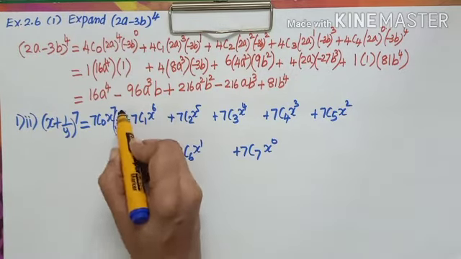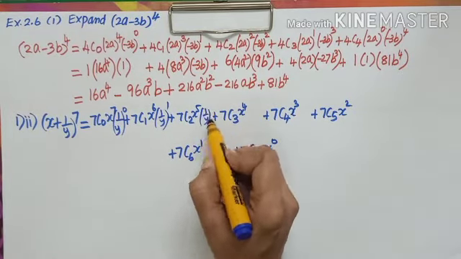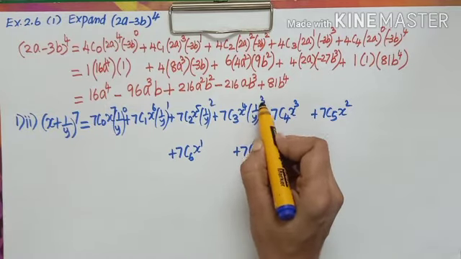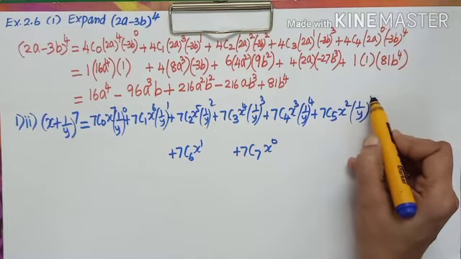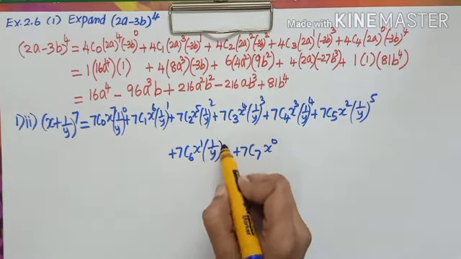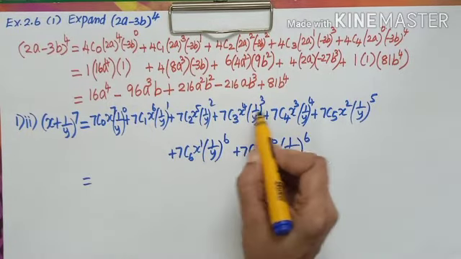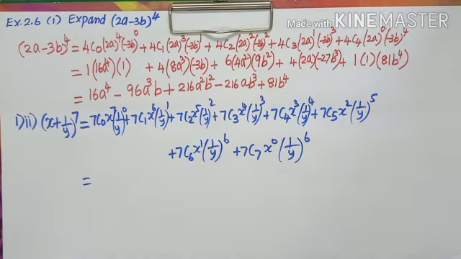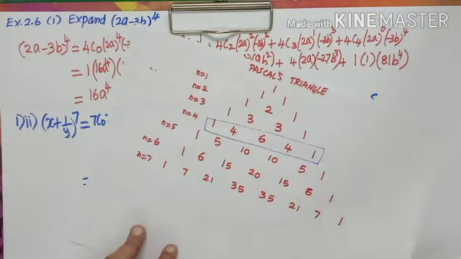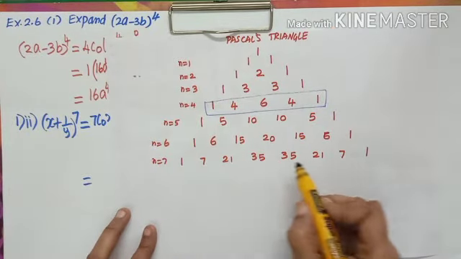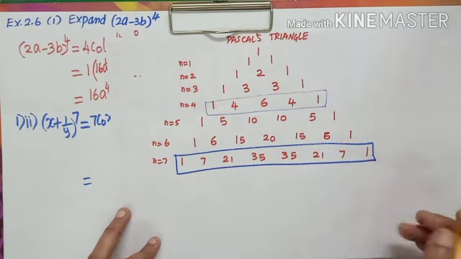So 1 by y, the whole power 0. 1 by y, whole power 1. 1 by y, whole power 2. So like this, keep on increasing the power, and then simplify the answer. It's a simple problem because these numbers we can immediately refer to the Pascal's triangle. Now n value is 7. So as we have already written Pascal's triangle, for n value 7, we have these values.